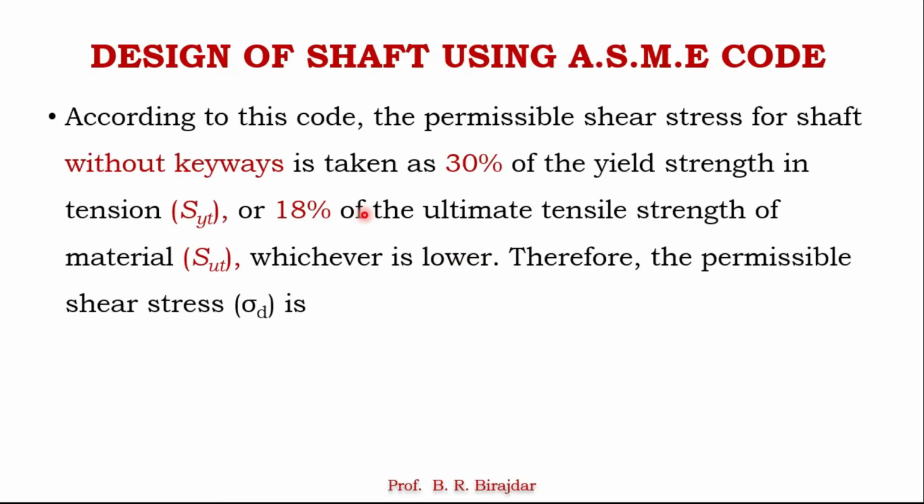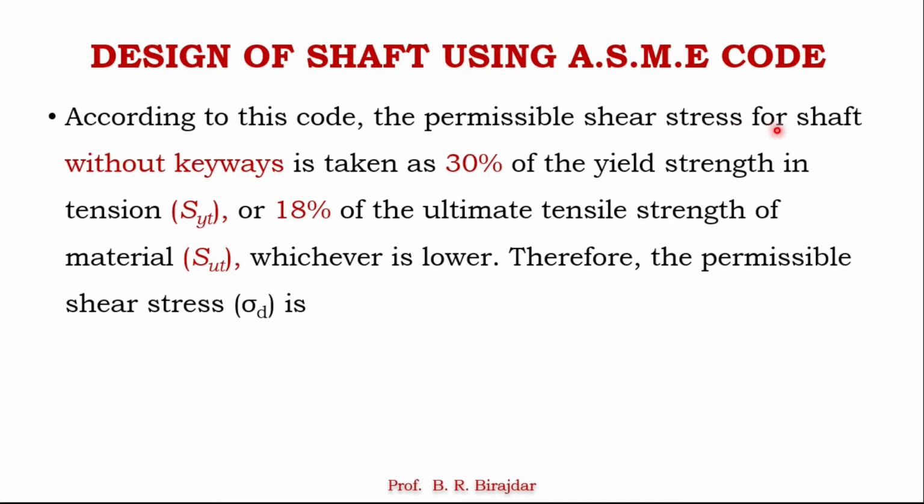Now, according to this code, for the permissible shear stress that we use for the shaft, there are two different cases: when the shaft is used with a key, or the second one, when there is no keyway. In the shaft, we provide the key in between the shaft and the coupling, right? So there are two types: one with keyway and the second one without keyway, right?